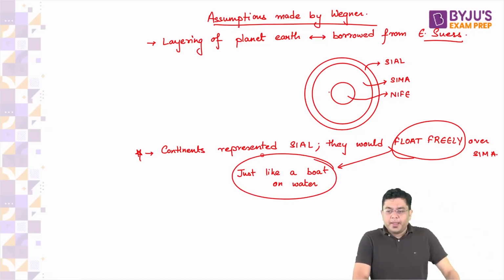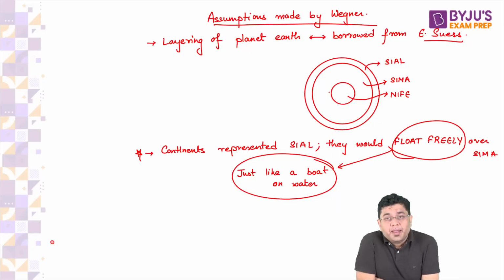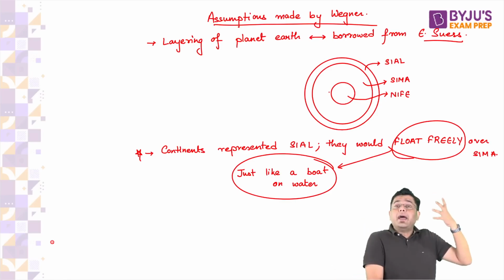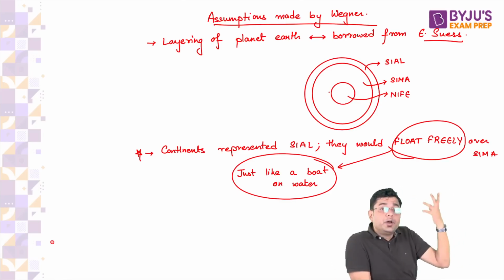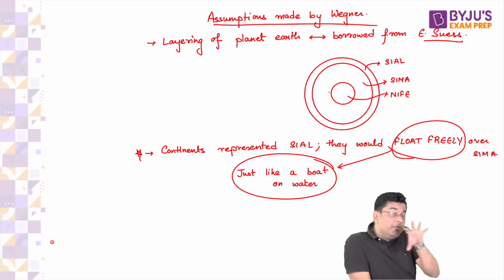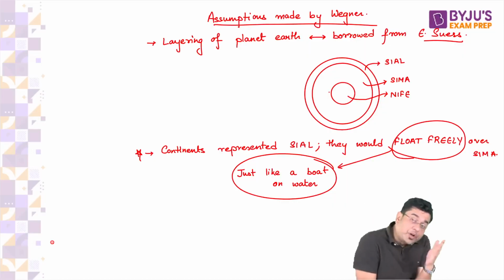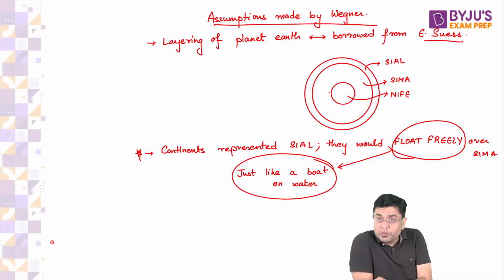Now, does this make any sense at all? Can the large continents that we live in be floating freely like boats on water? Think about it. Apply your own logic. Does it make any sense? Absolutely not. Correct, it doesn't make any sense. But this is what Wagner had thought, and this is what Wagner assumed. And why did he make these assumptions? In order to provide the reasons. Reasons for what? Reasons for the westward drift of the continents and the movement away from the poles.